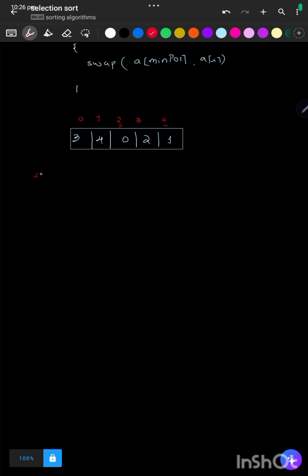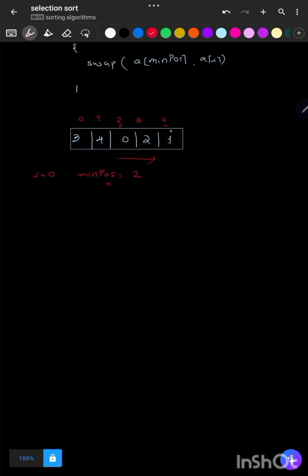Now i is equal to 0 and I've assumed that min position is equal to 0 as well. Now I start the inner loop from the right side, and I see that the element at index 1, 4, is greater than me, so no change in min position. The element at index 2, which is 0, is smaller than me, so the min position is updated and it becomes 2. Next, the element at index 3, which is 2, is greater than the element at min position, which is 0, so there is no change in min position.